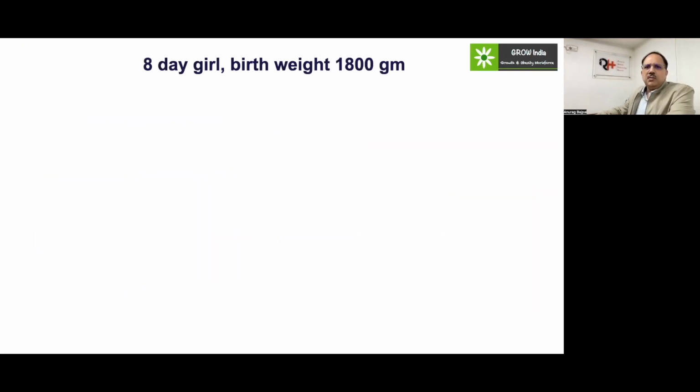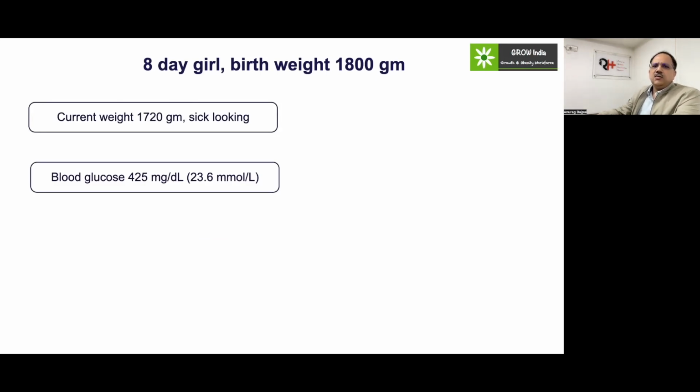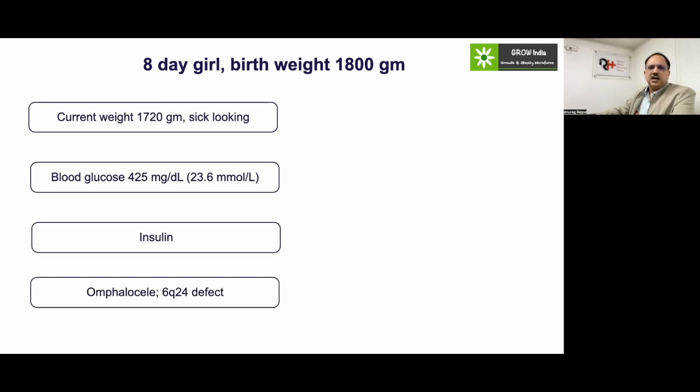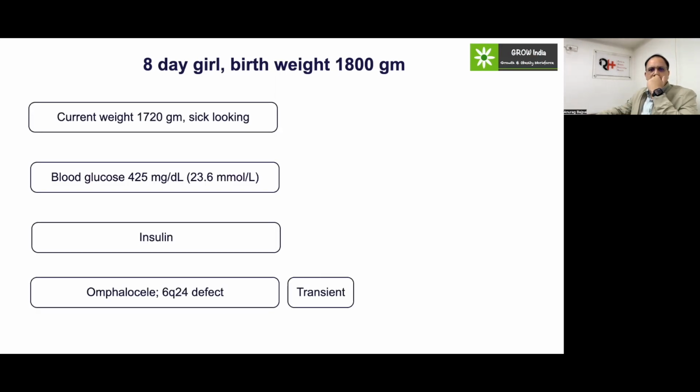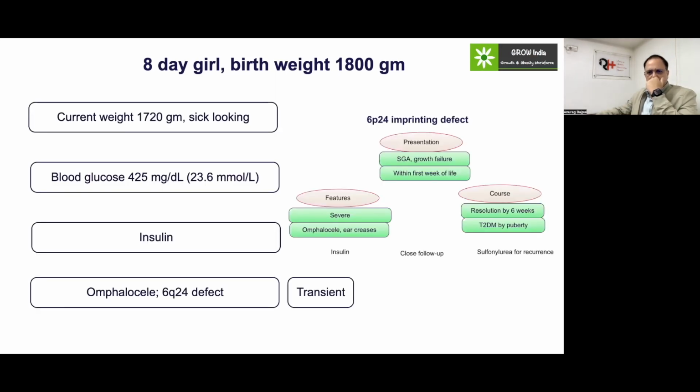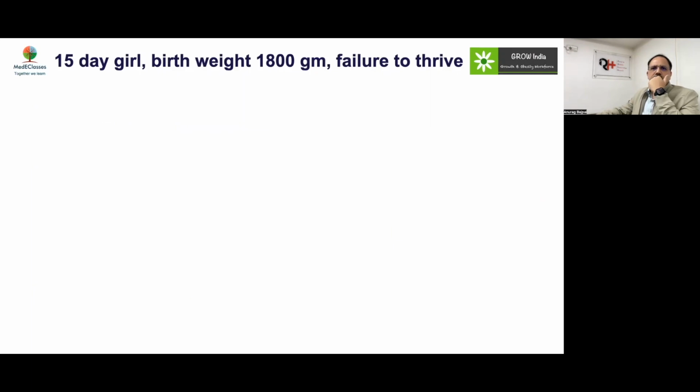Now, 8-day-old girl, birth weight of 1800 grams, current weight is 1720, thin looking. Blood sugar is 425, insulin was started. Now, there is omphalocele, 6q24. So, what do you think will be the likelihood of progress from here? Yeah. So, again, compared to the previous cases, this has very high sugars. Omphalocele again points to methylation defect. By 3 months, 4 months, we will be able to stop insulin, and finally sulfonylurea in adolescence.